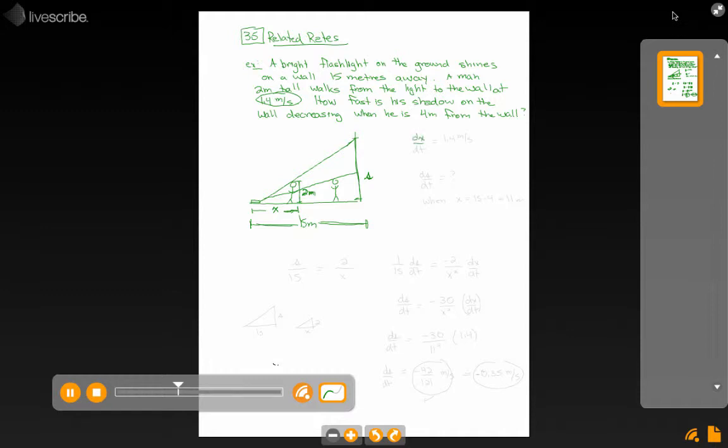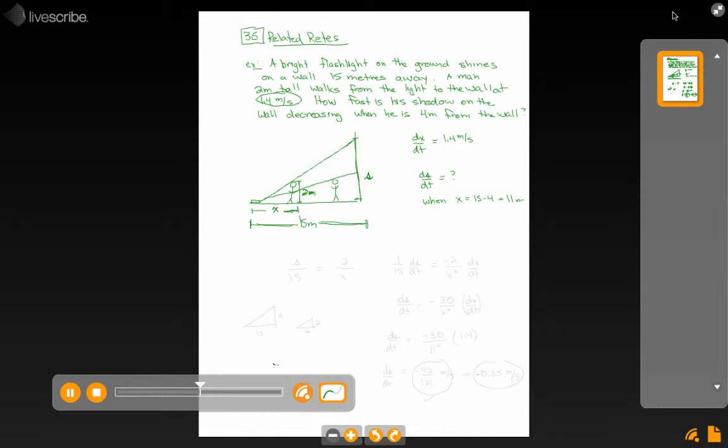And I know a couple of things. I know, first of all, dx by dt is 1.4 meters per second, because he is walking away from the light, so that x as I've defined is getting bigger, so that's a positive rate. ds by dt is what I'm trying to find, and I'm asked about the instant when he's 4 meters from the wall, which means x equals 15 minus 4, which is actually 11 meters.